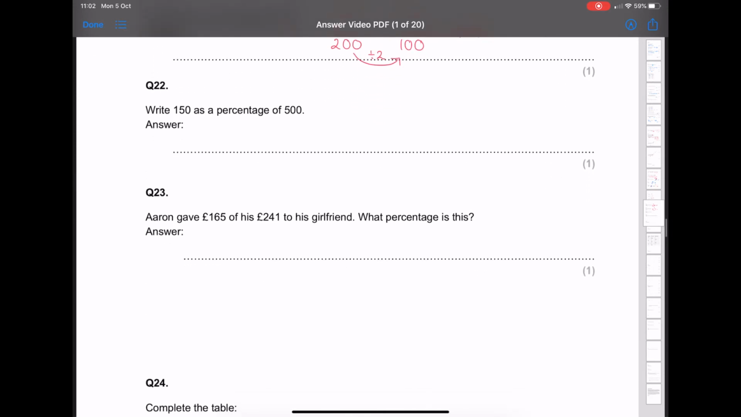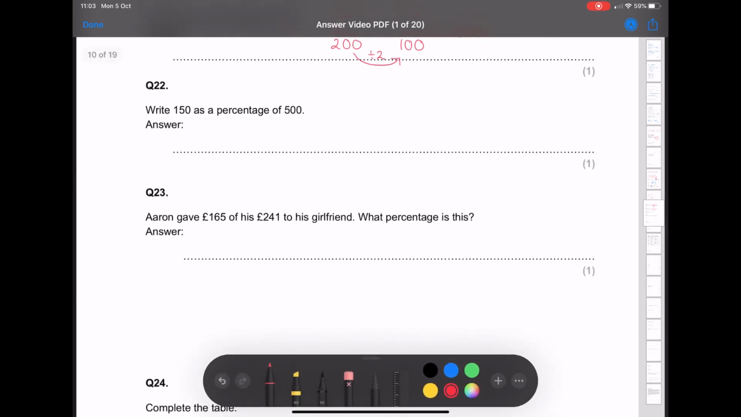So question 22 is asking us for 150 as a percentage of 500. Well, if I've got 500, I want to try and get 100, so I can divide by 5, because that'll give me 100. 500 divided by 5 is 100. So I need to do the same to the top. And 150 divided by 5 is 30, so that would be 30%.